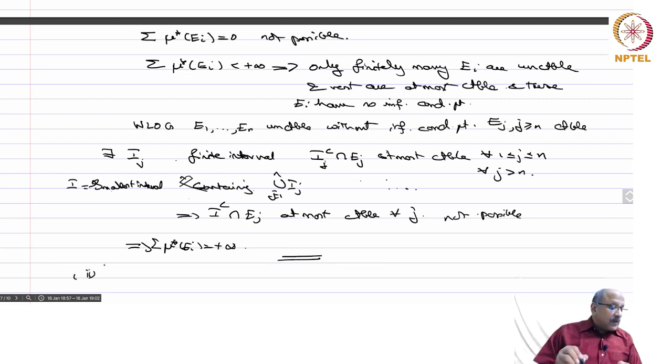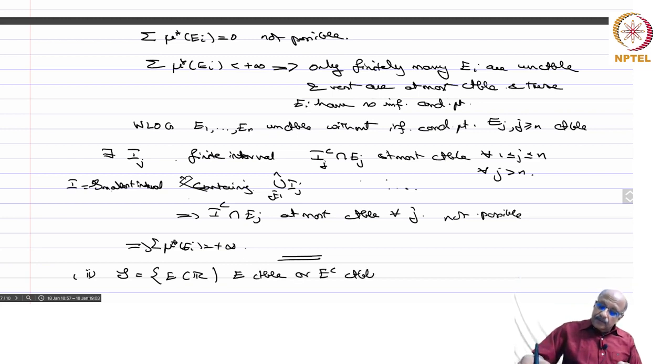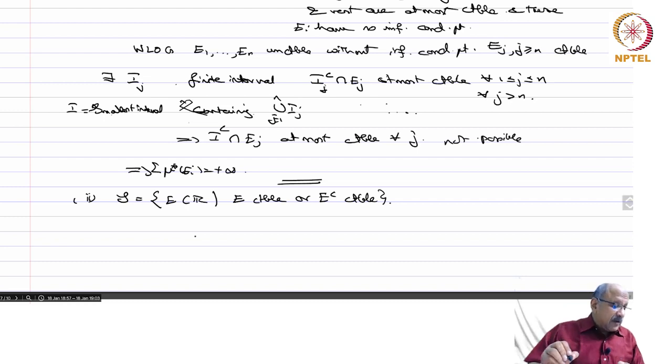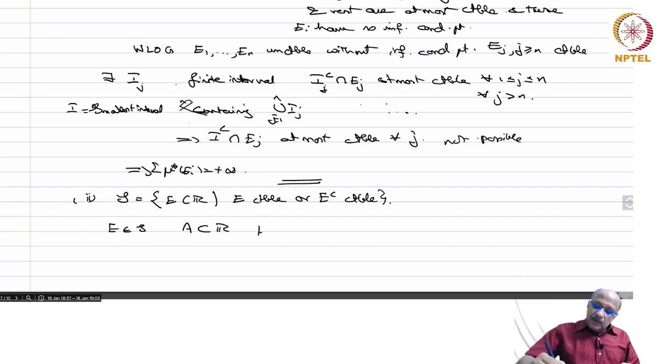So second part, we want to show that S equals the set of all E contained in R, E countable or E complement countable. So we want to show that these are the only mu star measurable sets. So if E belongs to S, and A is any subset of R, then A intersection E or A intersection E complement is countable at most.